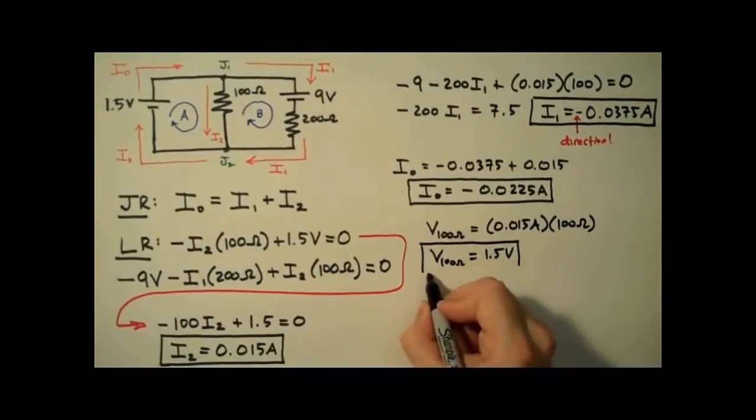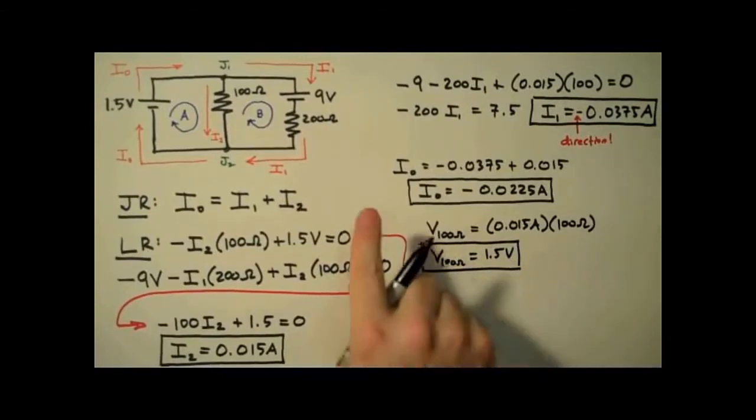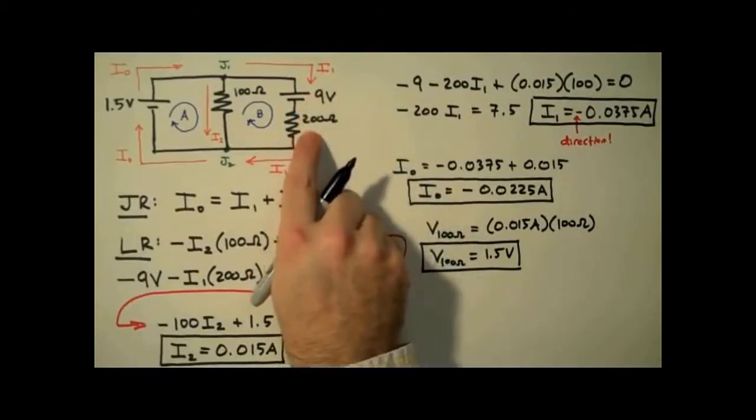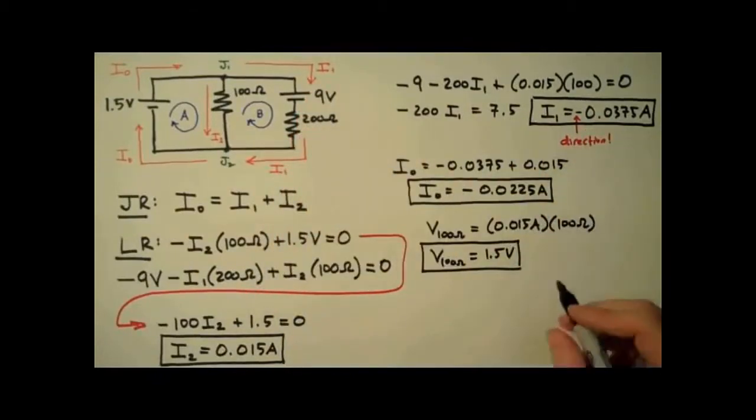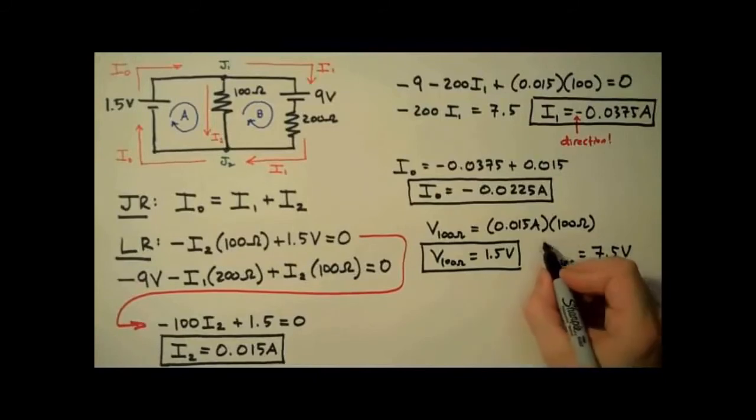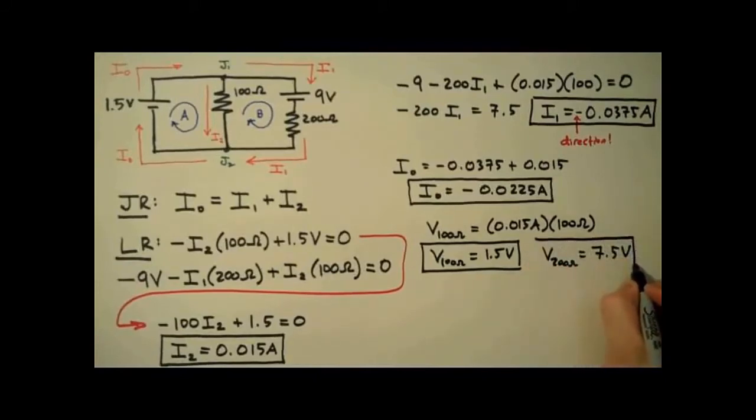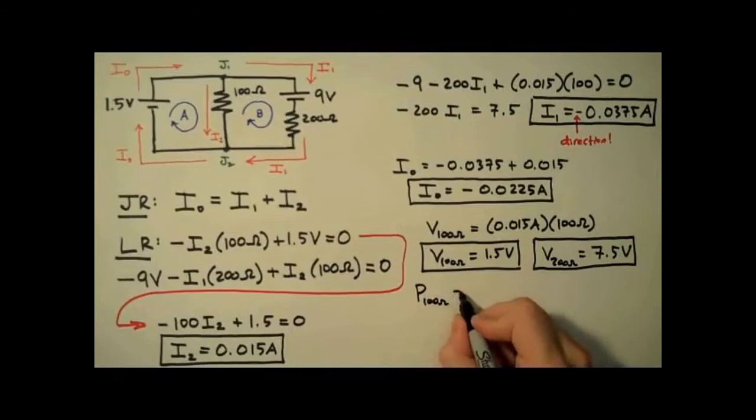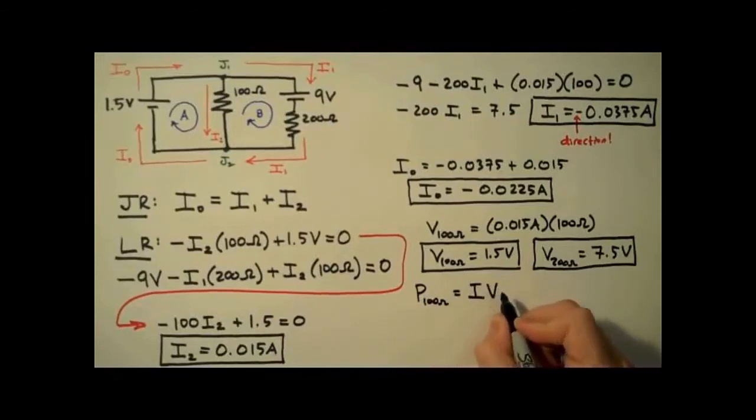I'm going to do the same thing for the 200 ohm resistor, but to conserve some space here, I'm going to skip the calculation and just get to the value. So using that current and the 200 ohm resistor, we have a value of 7.5 volts for the voltage drop across the 200 ohm resistor. To determine the power dissipated by these resistors, we simply multiply the current through by the voltage across, IV.